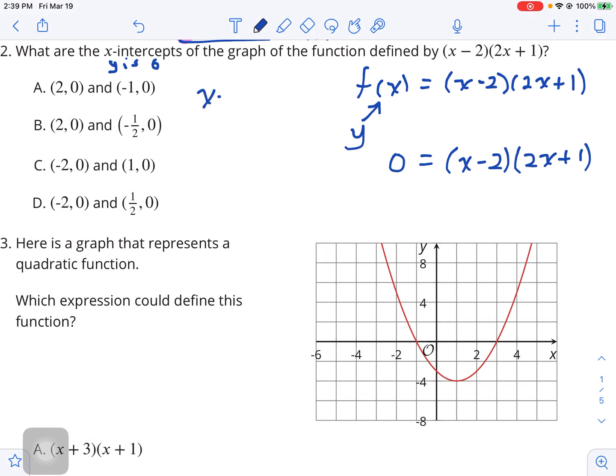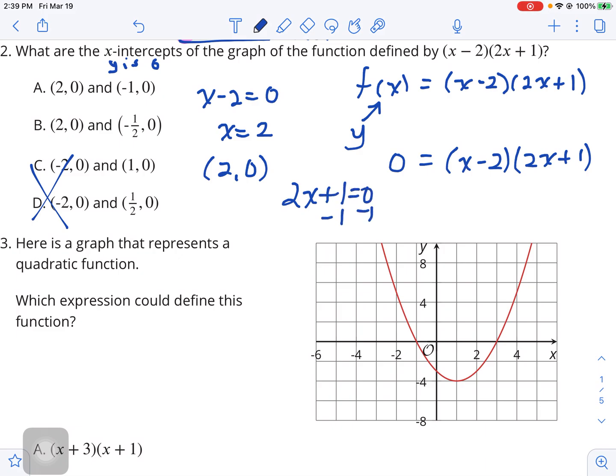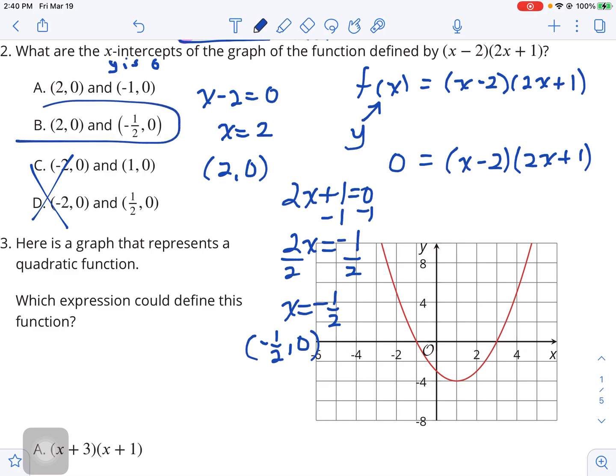So x minus 2 equal to 0 tells us that x is equal to 2, and so one of our x-intercepts is 2, 0, so these two are out right away. And the other one is when we set 2x plus 1 equal to 0, subtract 1 from both sides, and we get 2x is equal to negative 1, and then we would divide by 2 on both sides. So we get x equal to negative 1/2, which then that x-intercept would be negative 1/2, 0, and that's this one then. So this one doesn't work.